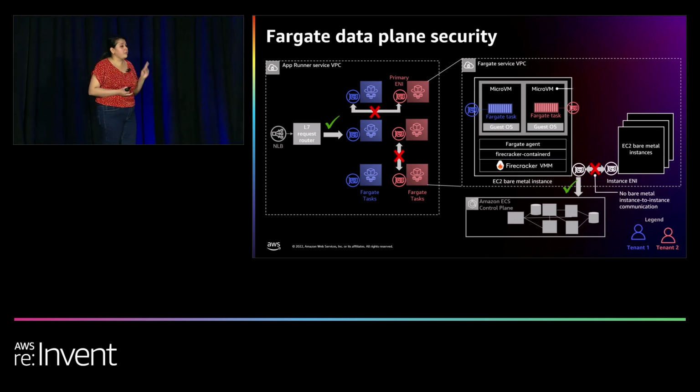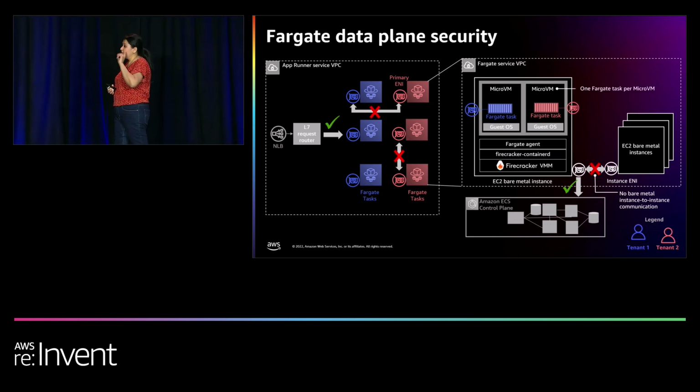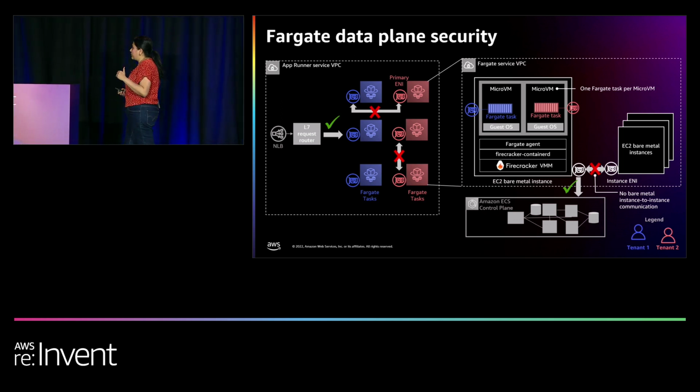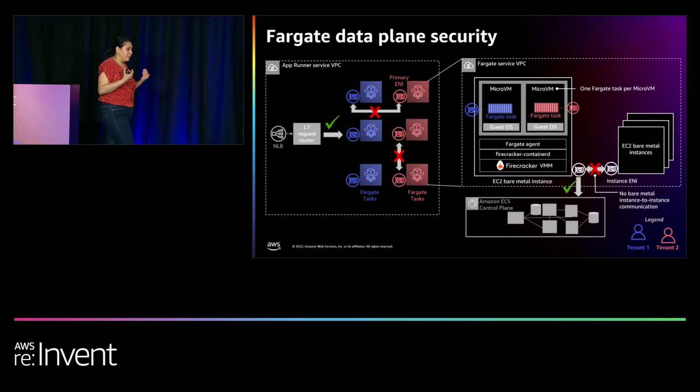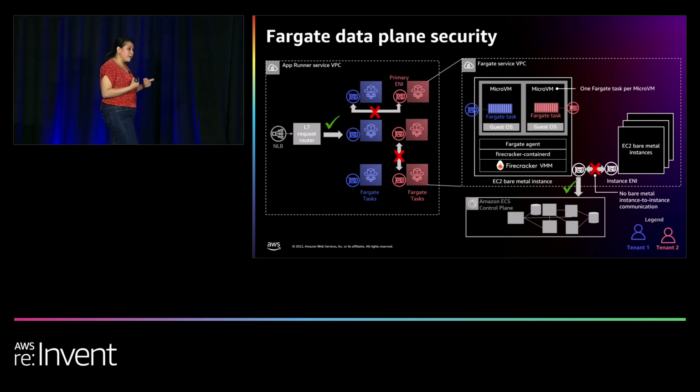But we will only run one task per micro VM. We will never put two tasks, even if it's from the same customer, same account. We will never put more than one Fargate task in the same micro VM. At Amazon, we don't trust the container boundary to be safe enough for multi-tenant isolation, which is the reason why we've made this choice of maintaining the security posture of your task and not putting multiple tasks within the same VM boundary.